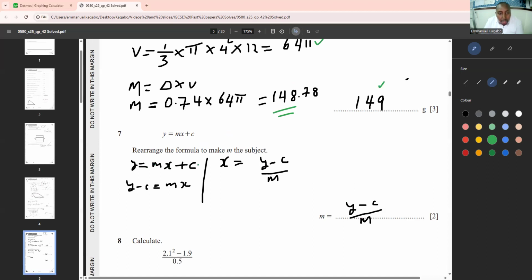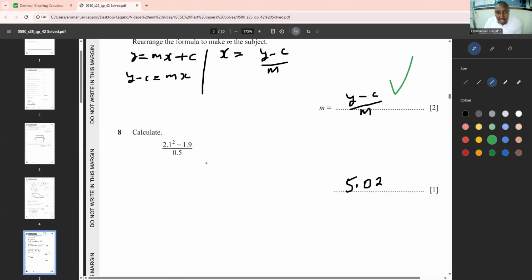If you are making m the subject, you have to undo the last step. They did plus c. So I take c to the other side. It's plus, so when it goes to the other side, it will be minus: y minus c equals mx. And mx, what's the sign between m and x? It is multiplication. So what's the reverse of multiplication? Division. So I divide by m both sides, and that's my answer.